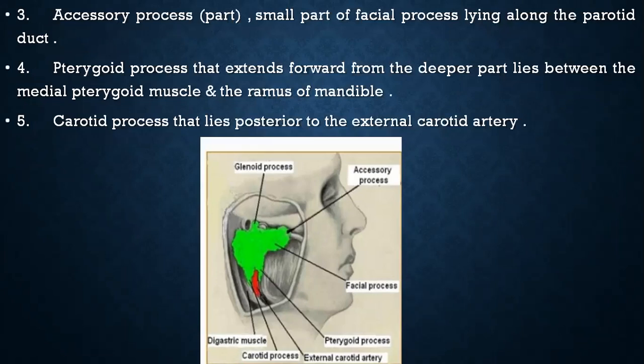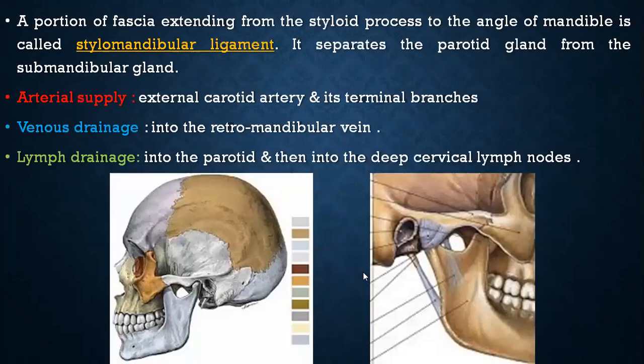The accessory part is a small extra part of the facial process lying along the parotid duct. You can see the accessory process here. The pterygoid process extends forward from the deeper part of the gland, between the medial pterygoid muscle and the ramus of the mandible. Here you can see the pterygoid process. And the carotid process lies posterior to the external carotid artery, it is here. So this is about the processes of this gland.